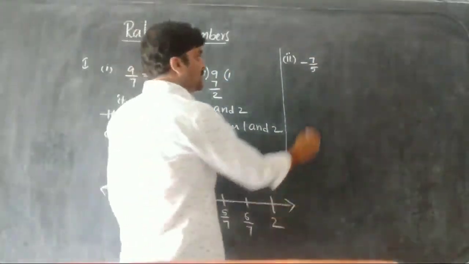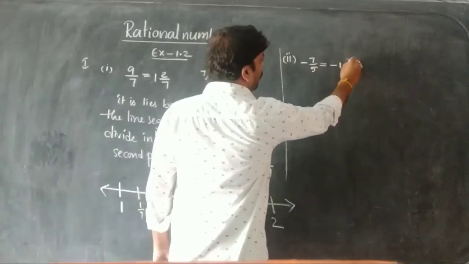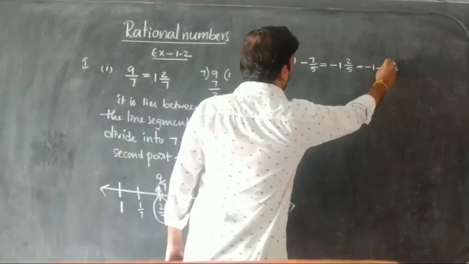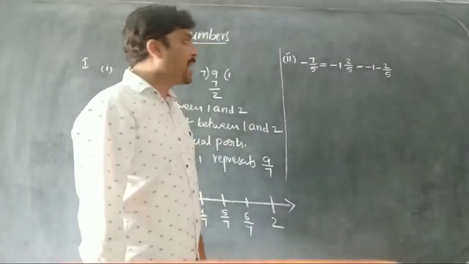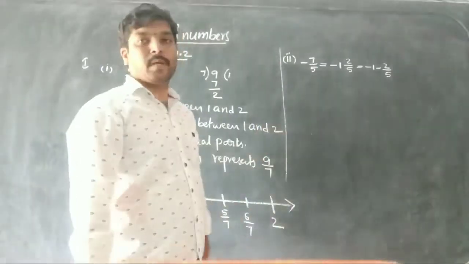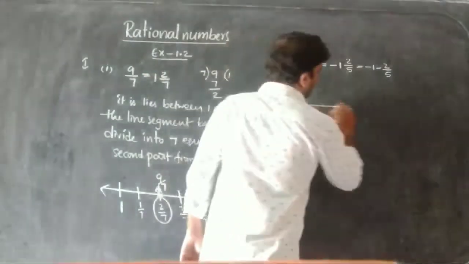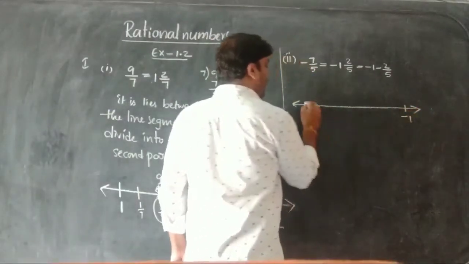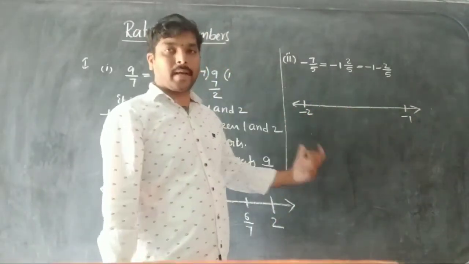That is written as 5 ones are 5 and 2 by 5. That is written as minus 1 minus 2 by 5. It lies between minus 1 and minus 2. Here it is minus 1 and here it is minus 2.